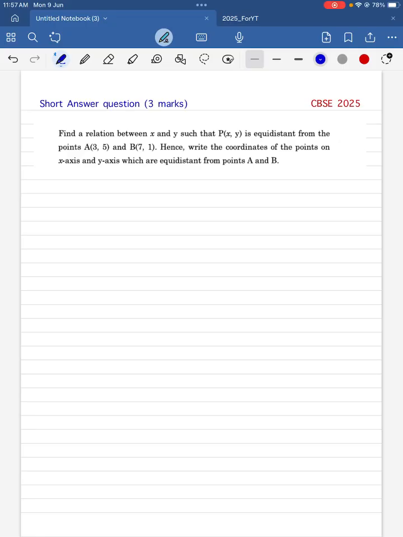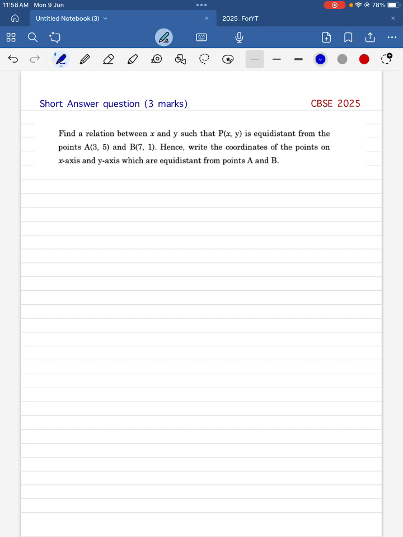In this video, I'll be doing a short answer question for 3 marks from the CBSE 2025 board paper. Okay, so let's get to the question. Find a relation between x and y such that P(x, y) is equidistant from the points A(3, 5) and B(7, 1). Hence, write the coordinates of the points on the x-axis and y-axis which are equidistant from points A and B.